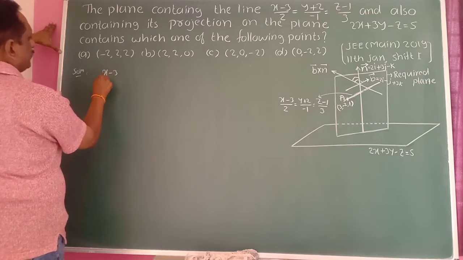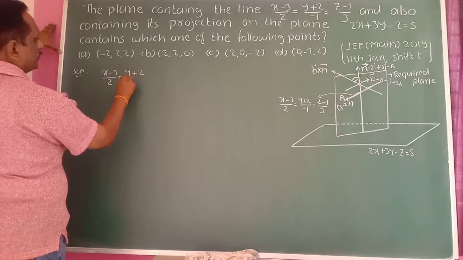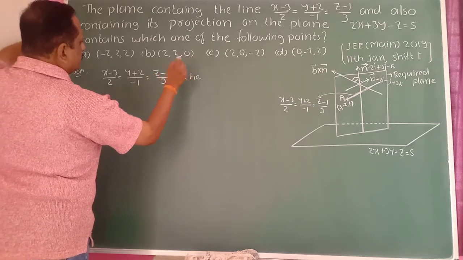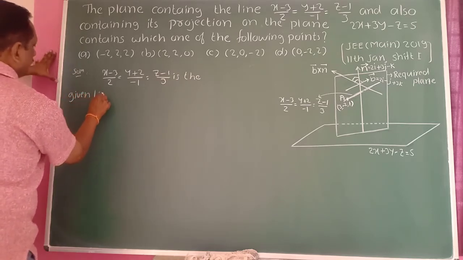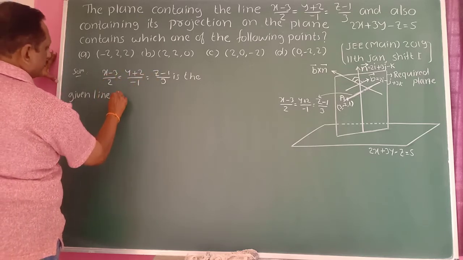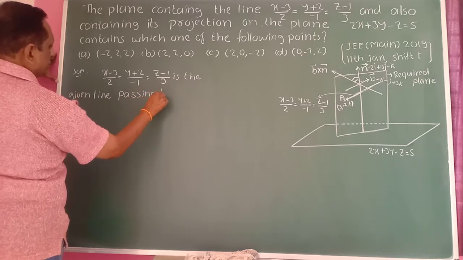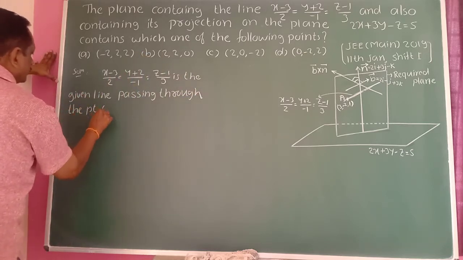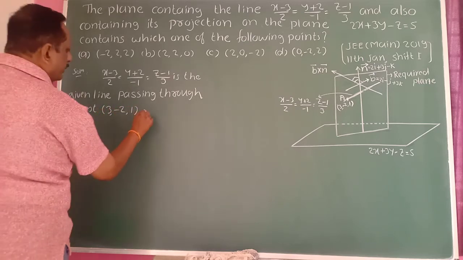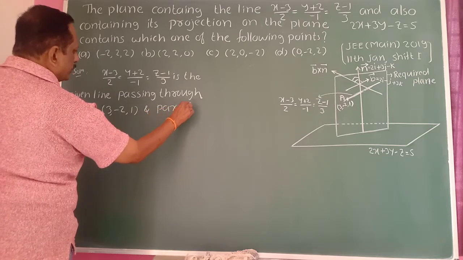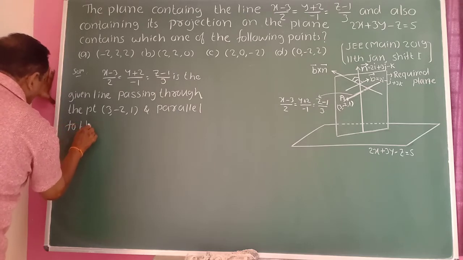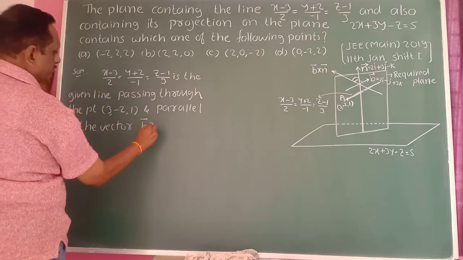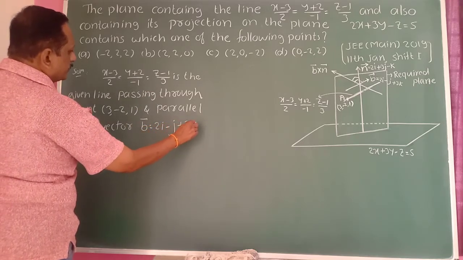(x − 3)/2 = (y + 2)/(−1) = (z − 1)/3. This is the given line, passing through the point (3, −2, 1) and parallel to the vector b bar = 2i − j + 3k.